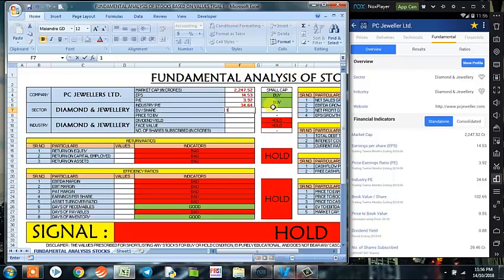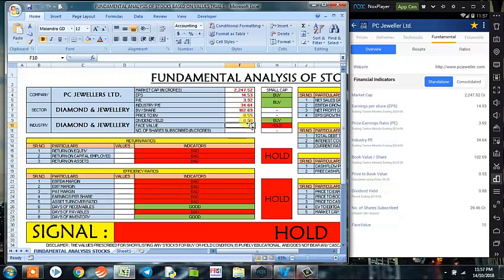Book value per share is 102.69. Price to book value is 0.55. Dividend yield, the company also gives you dividend and hence the buy signal. The face value of the stock is 10, which is good. The number of shares subscribed is 39.46 crores. Now we could see with the financial indicator values, the Excel program has given us a signal to buy the stock. Now we come to return ratio.